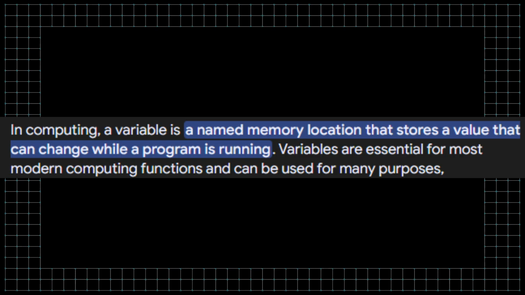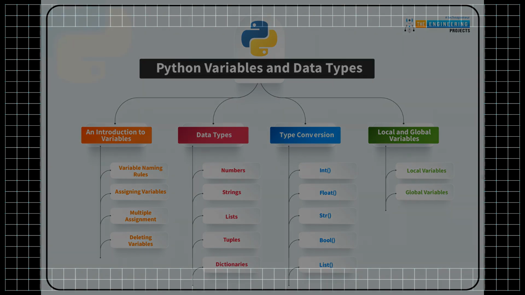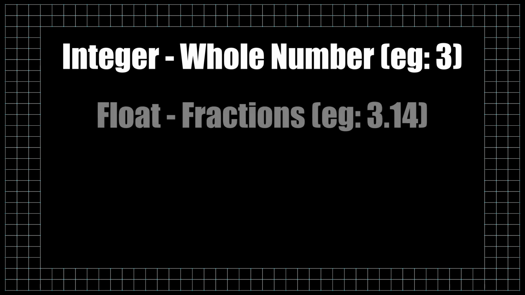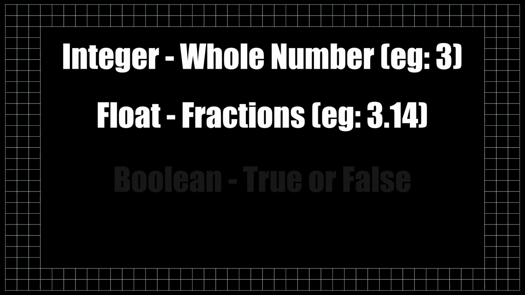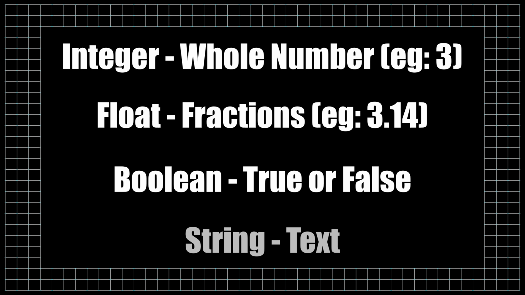But what now? Variables. Variables are, according to Google, a value that can change. It's sort of in the name. They're variable. And they come in a few flavours. Now, as it turns out, there's quite a few, but for now, I'm going to give you the 4 basic ones. Integers, or whole numbers. Floats, which are fractional numbers like 3.14 or anything like that. Booleans, which are true or false. And strings, which are text.